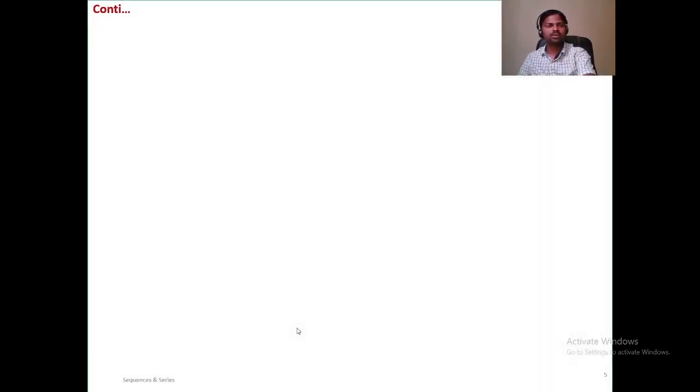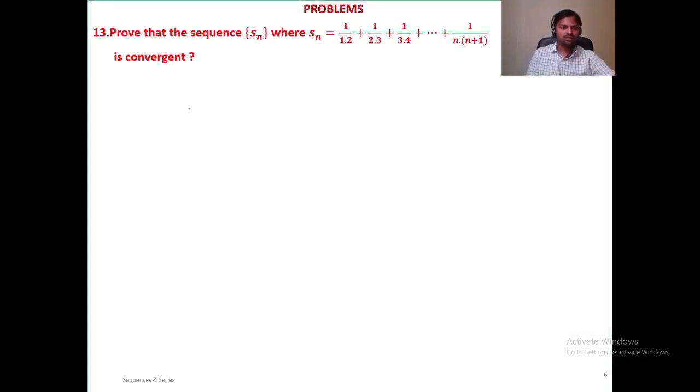Next, continuation, problem number 13. Yeah, this is somewhat interesting. Prove that the sequence where S_n is this is convergent. So let us take the nth term of the sequence as 1 upon 1 into 2 plus 1 upon 2 into 3. It is not 2.3, it is 2 into 3, okay? 1 upon 3 into 4 plus, and so on, up to plus 1 upon n into n plus 1.